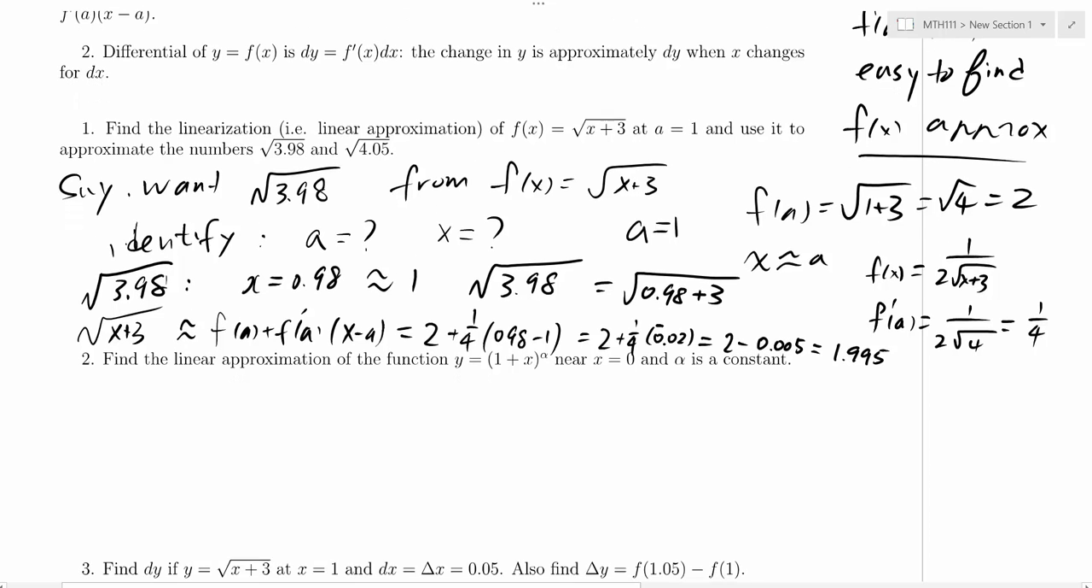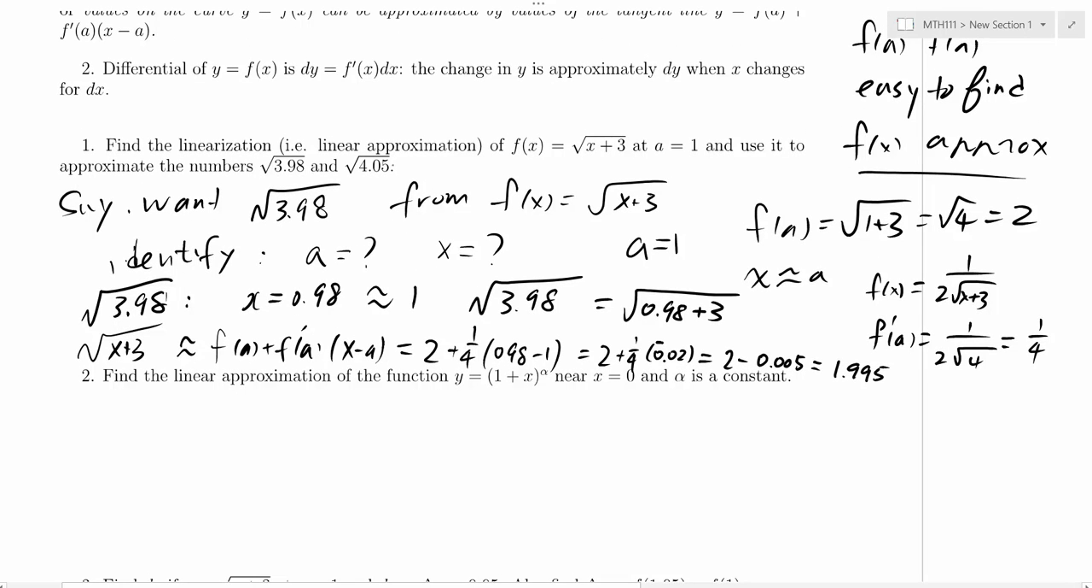We have another example over here. If you want to find an approximate value of the square root of 4.05, then you can see a is still going to be 1 from this function, and x over here should be 1.05, which is approximately a, which is equal to 1. And we can use the same formula to find an approximate value there.